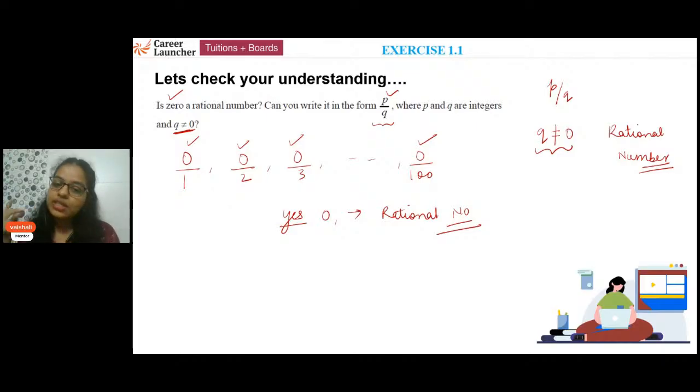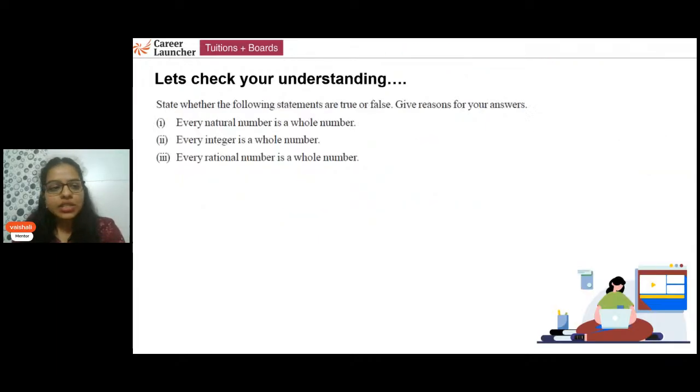Even while I was discussing the topic of rational numbers, we saw that there is no restriction on my numerator that it can't be 0, yes, but the only restriction was on my denominator. Now let us have a look at the next question, where we need to state whether the following statements are true or false. I want everyone to write your answers in the chat section and let me know your opinion. We have just seen all the types of numbers, right? So kindly write your answers in the chat section and let me know.